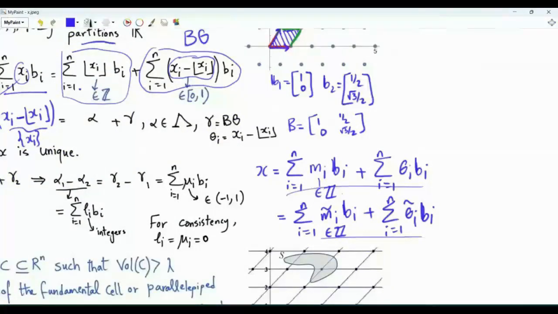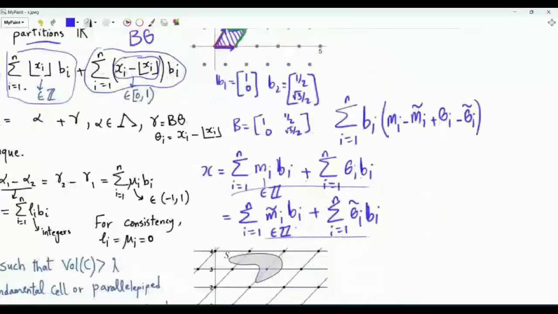Now, let's move all terms to one side. So if this is equal to this, then we have a summation i from 1 to n, and then we have the vectors bi. Each vector here is multiplied by mi minus mi tilde plus theta i minus theta i tilde, and this is equal to the zero vector in n-dimensional space. Now, the b vectors are linearly independent, so for a linear combination of them to be equal to the zero vector, it must be the case that each coefficient here is exactly equal to 0.